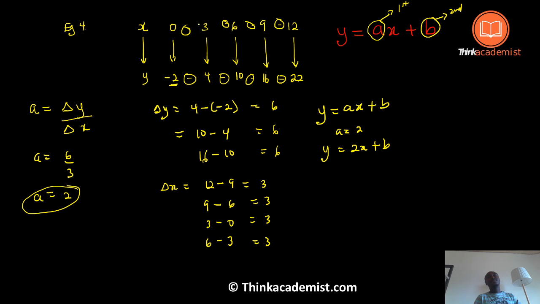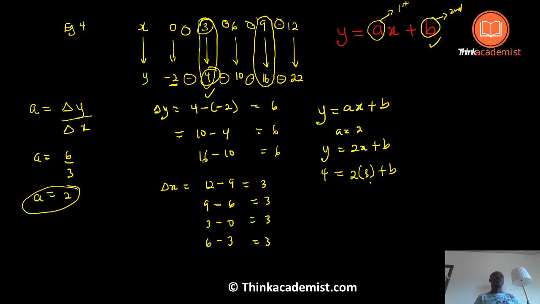So quickly, I can decide to choose this, that is 3 and 4. I can decide to choose 9 and 16, any of them. I can even choose negative 2, 0. Let me choose the 3, 4. Once I choose it, wherever I see y, I fix 4 there, and wherever I see x, I fix 3 there. So 4 equals 2 into bracket 3, plus b. Remember, we are trying to find b. Once we fix it, all the variables go away and it's left with only b, so we can easily make b the subject of this equation.